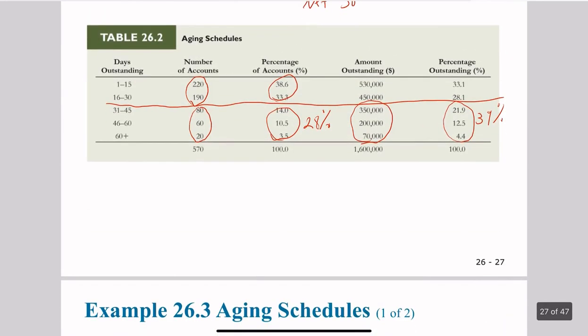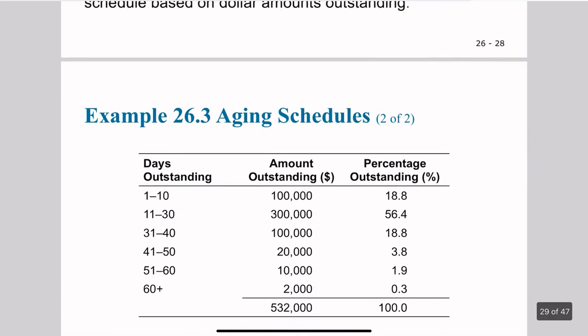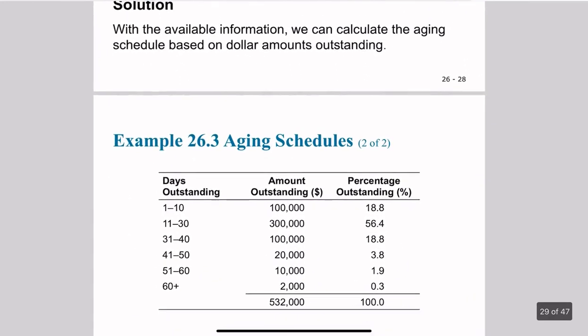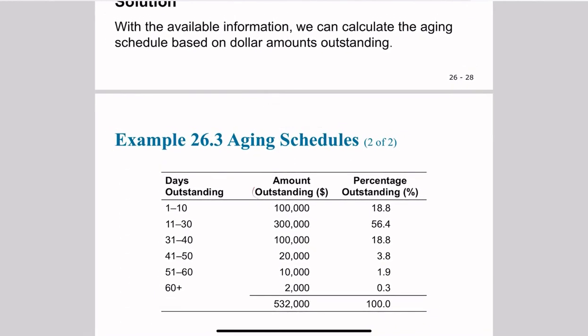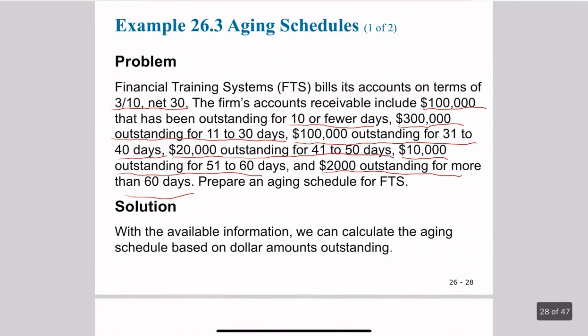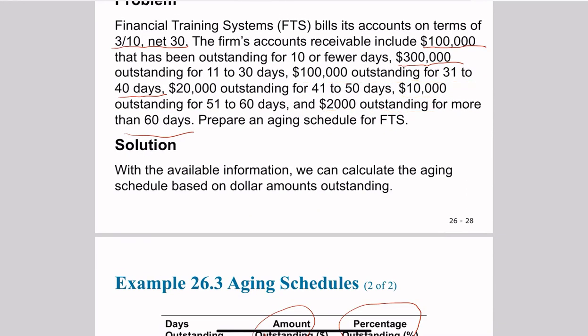What you will do is just follow this table here, right? You will have 5 different columns: days outstanding, number of accounts, percentage of accounts, amount outstanding, and percentage outstanding. So this is actually a simplified version. This one only concerns amount outstanding and percentage outstanding, because the problem does not give us the number of accounts, right?